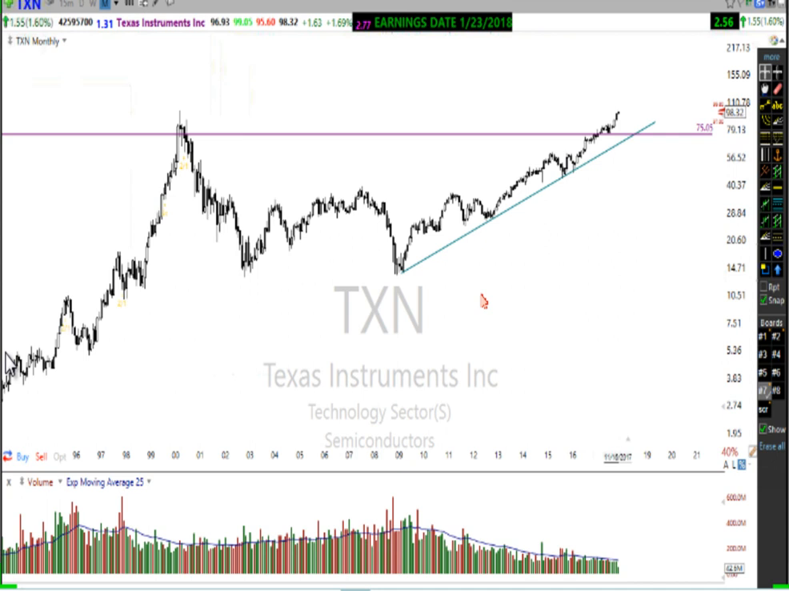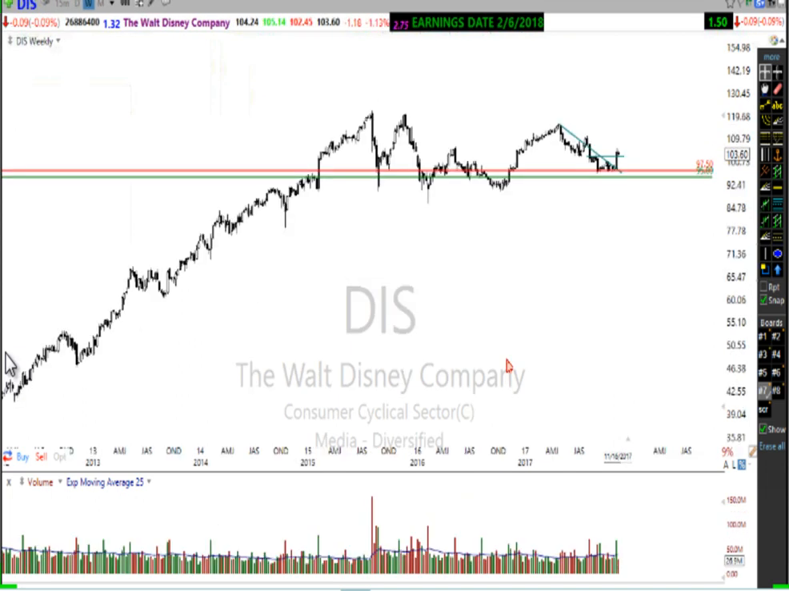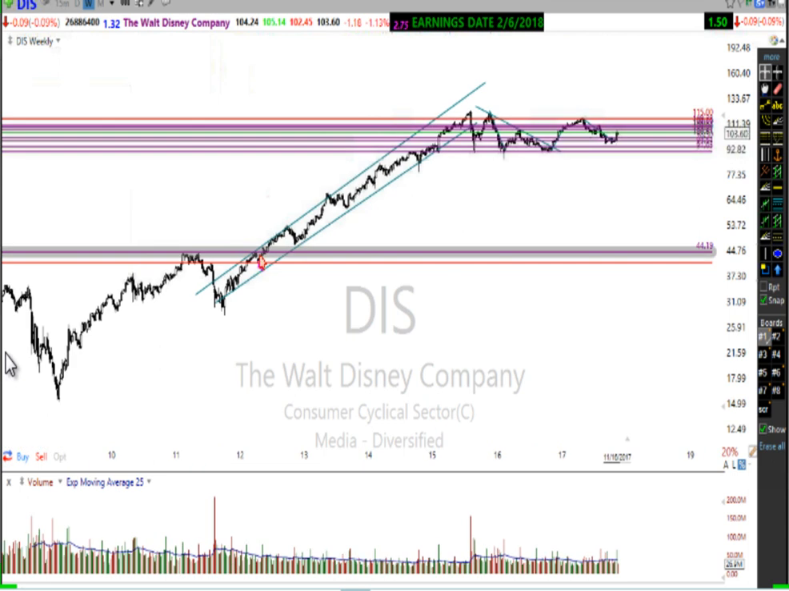Here's a trade that I took in Disney. I'll show you my markups all over here. This was my entry into the Disney trade. This is a weekly chart. That trade lasted 4 years.